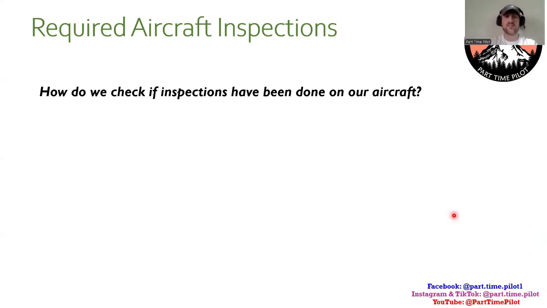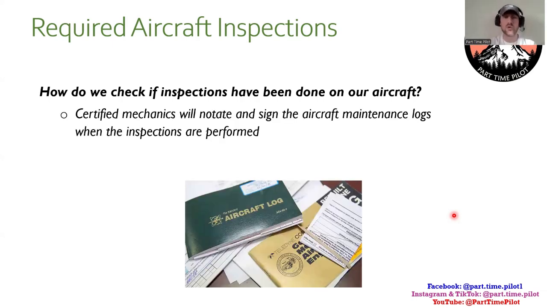So how do we check if inspections have been done on our aircraft? Because again, keeping an aircraft airworthy is up to the owner and operator of the aircraft, but we as private pilots, we have to make sure that the aircraft we're flying is airworthy. So we have to know, and when you're on your checkride, you'll have to know and prove that your aircraft is airworthy. So how do we check if inspections have been done in the correct amount of time that it's required? Well, certified mechanics will notate and sign the aircraft maintenance logs when the inspections are performed.